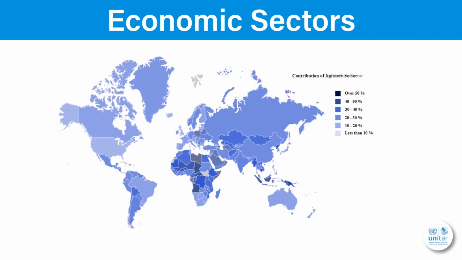The situation looks different for the secondary sector. Here it is more evenly distributed, meaning that the secondary sector is more developed and contributing between 10 to 50% to the GDP of most countries.